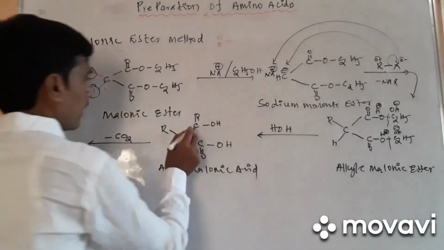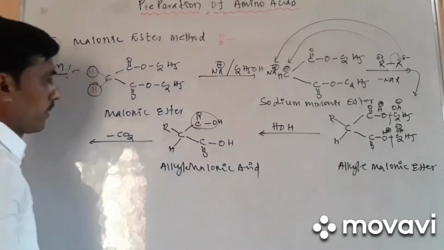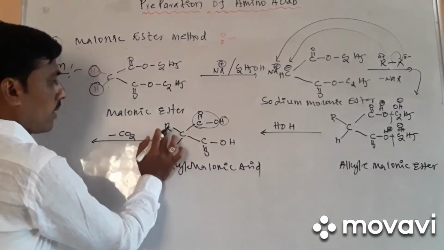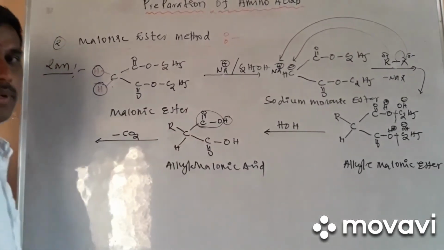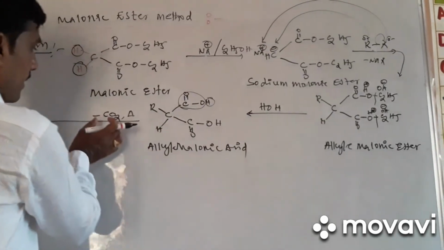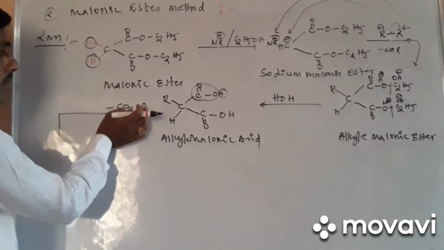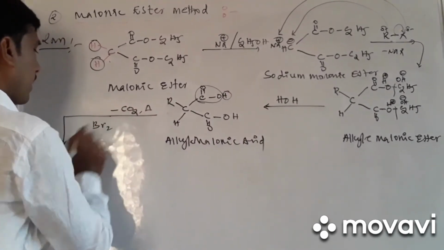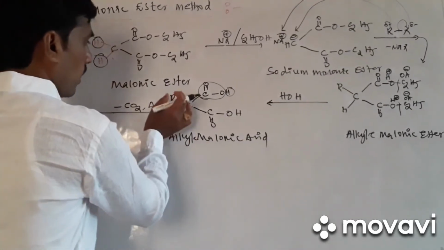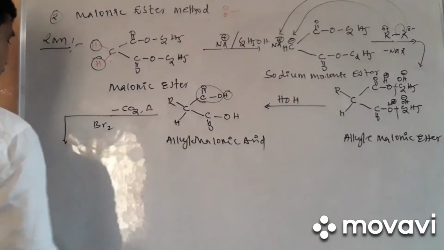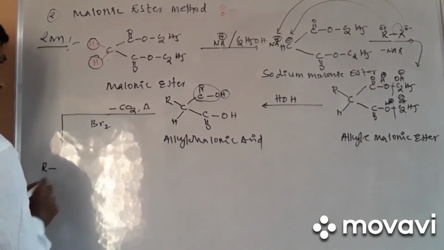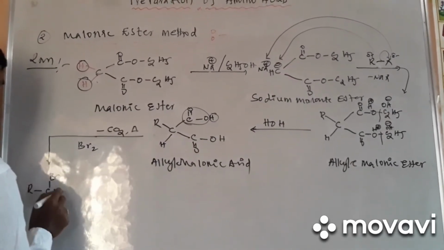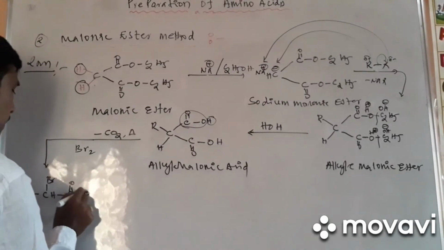This alkyl malonic acid undergoes decarboxylation, that is elimination of a CO2 molecule. One CO2 molecule is eliminated, and a hydrogen atom attaches to this position to produce RCH2 C double bond OH. That is decarboxylation, using heat. In the presence of Br2 molecule it produces bromoacetic acid, that is RCHBr, next C double bond OH.